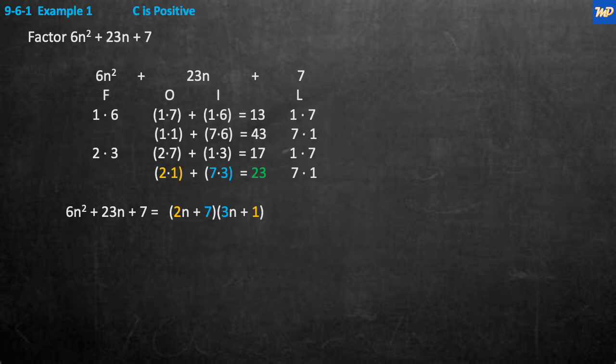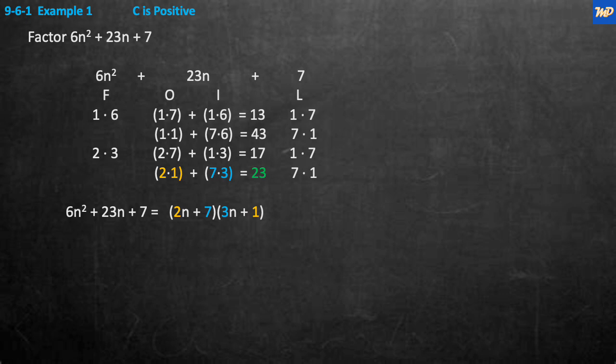Example 1. We're going to factor 6n squared plus 23n plus 7, when C is positive. So here's what we do. There's a pattern to this, and I end up using a table. I format the same table over and over again, and if you do that, you really probably won't get messed up. It's a system. You just do step A, step B, step C, step D. That's how I view these problems.